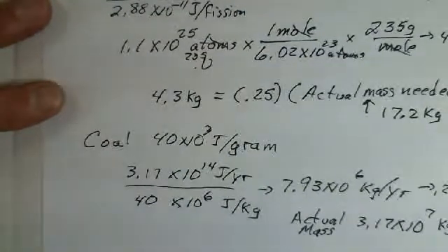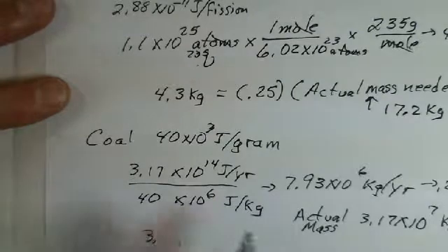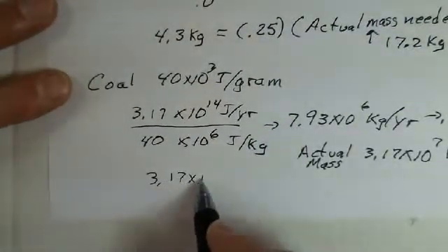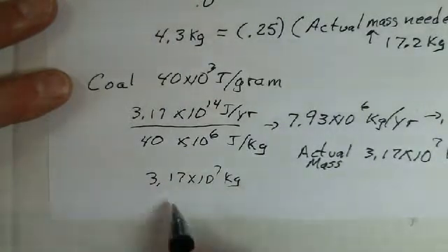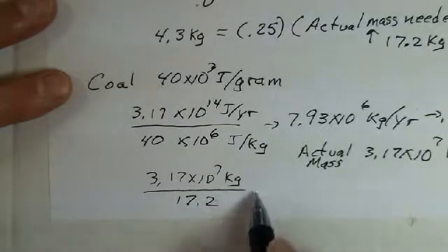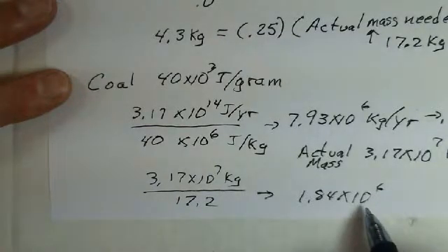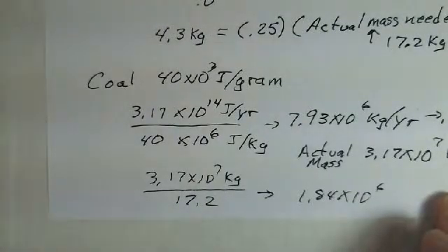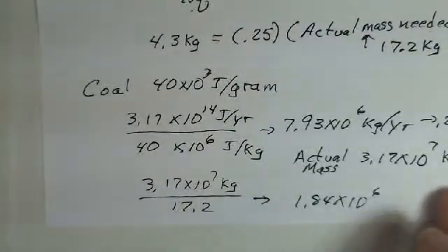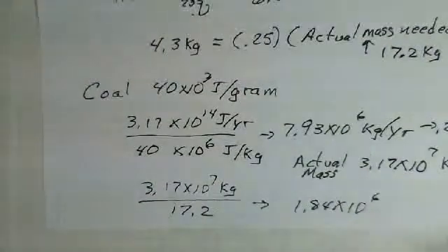But that mass per year, if I compare that to the uranium, 3.17, if this is the correct number, times 10 to the 7th kilograms in 1 year, and the uranium 17.2, so 1.84 times 10 to the 6. We need about 2 million times more mass of coal than uranium to provide this energy. There's much more energy in the nucleus than there is available in chemical reactions that deal with the electron structure around the nucleus. We need a lot more coal than we do uranium. But coal is more abundant than uranium. So talk to your economists, talk to your instructor, ask some questions.